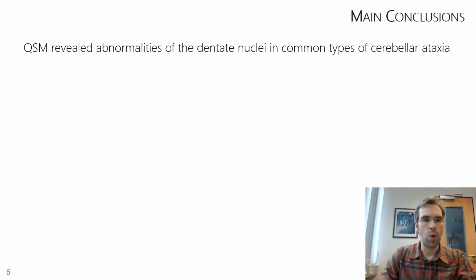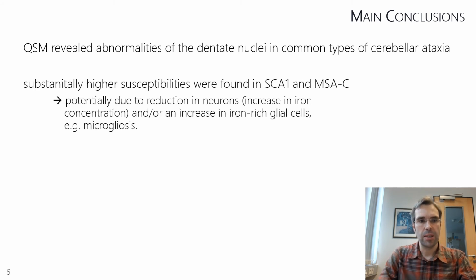We could show that quantitative susceptibility mapping revealed abnormalities of the dentate nuclei in common types of cerebellar ataxias. Higher susceptibility in the dentate nuclei observed in SCA1 and multiple system atrophy of cerebellar type patients suggests a reduction in neurons being associated with an increase in iron concentration and/or an increase in iron-rich glial cells, for example due to microgliosis. Demyelinization may also contribute.